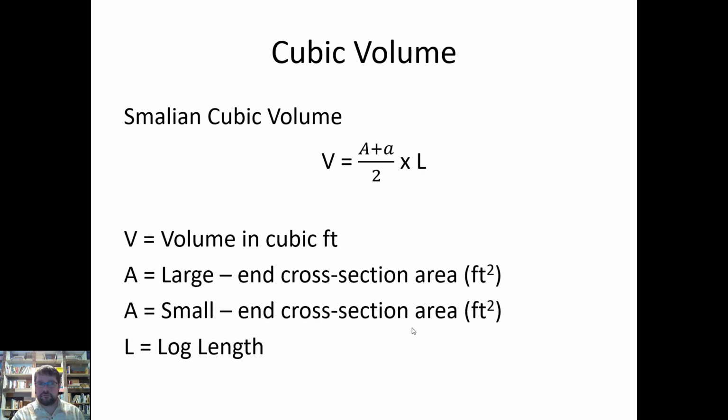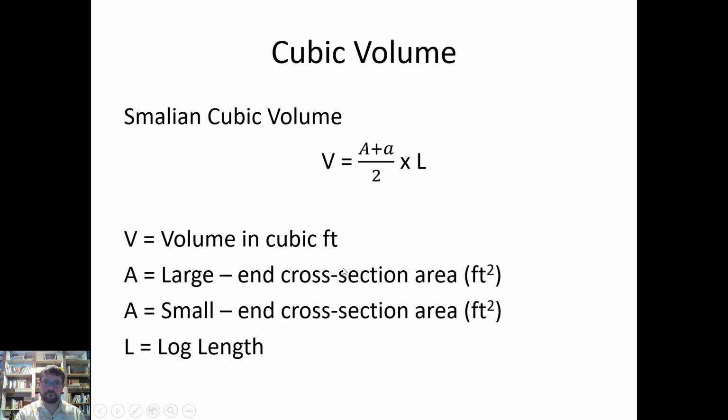So first of all, V is equal to volume in cubic feet. Big A is the large end cross section area, in feet squared. Now you see that this says big A also. That's because of autocorrect, I'm sorry about that. This should be small a. The small end cross section area is small a, sorry. And it's an area, so it's feet squared. And then you're taking that and multiplying it by the length of the log in feet.